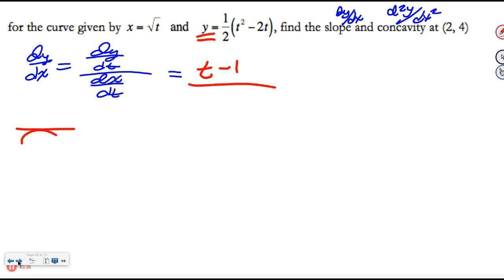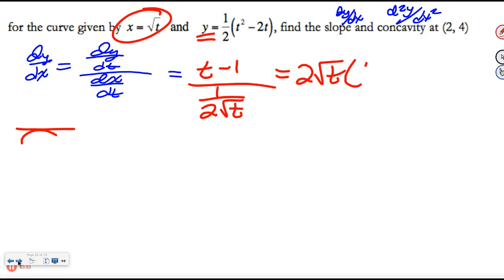On the bottom, I do dx dt. That's nice and easy, right, Annika? What's the derivative of root t? Yep, never leave complex fractions. They're too hard to work with. So I would write 2 root t times t minus 1. That's good enough for me to figure out the slope.